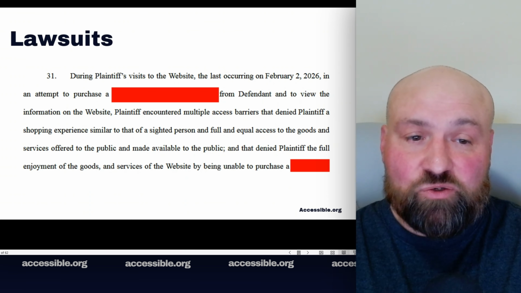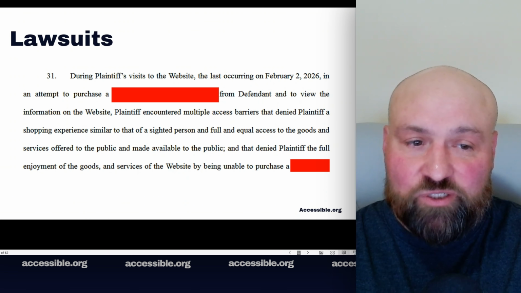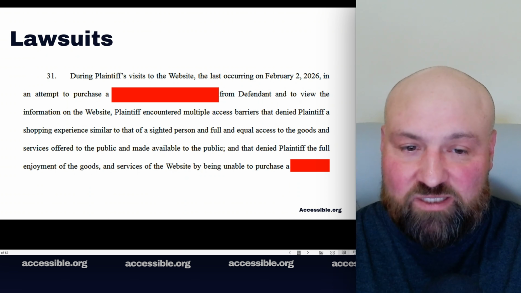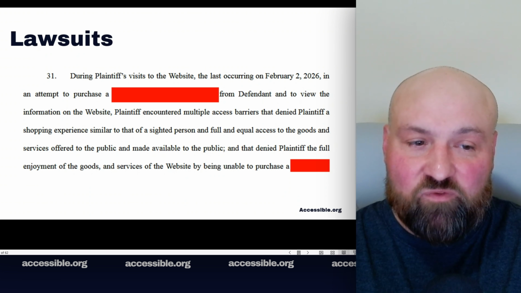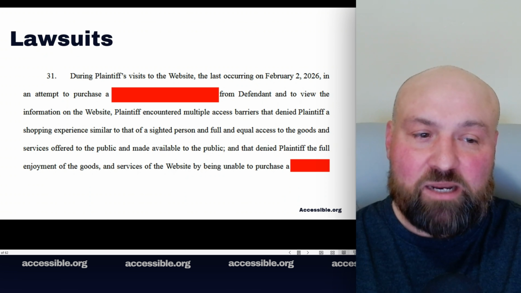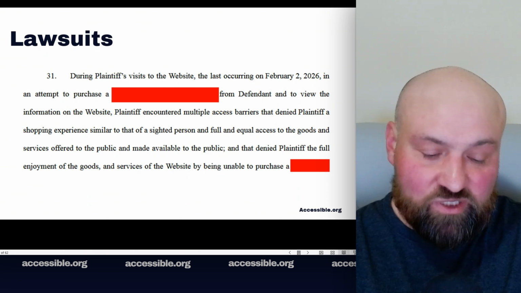During plaintiff's visits to the website, the last occurring on February 2nd, 2026, in an attempt to purchase a product from defendant and to view the information on the website, plaintiff encountered multiple access barriers that denied plaintiff a shopping experience similar to that of a sighted person and full and equal access to the goods and services offered to the public and made available to the public, and that denied plaintiff the full enjoyment of the goods and services of the website by being unable to purchase a product.